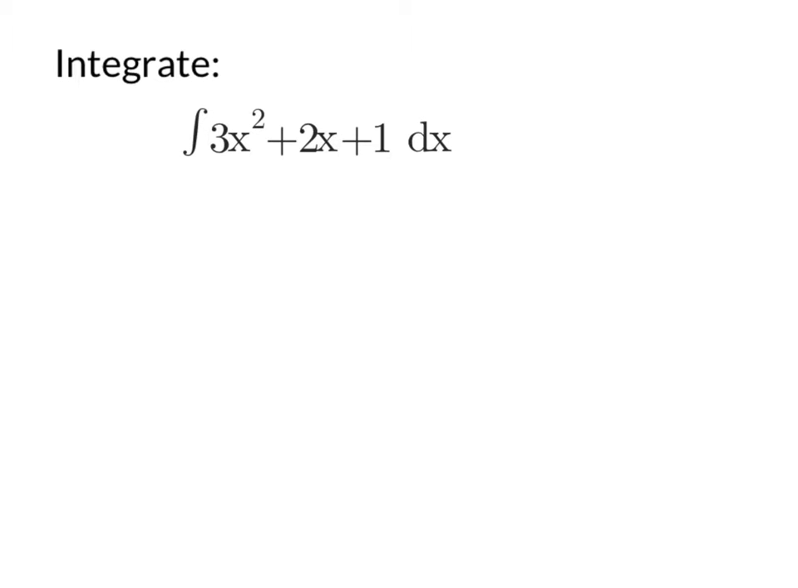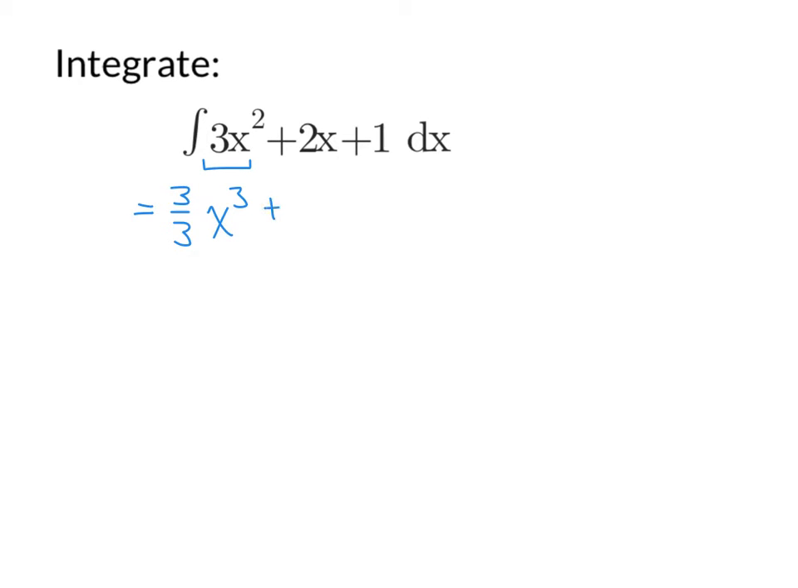When we're asked to integrate this expression, we're being asked to find the indefinite integral of 3x squared plus 2x plus 1. To do that, we just take it term by term. So we're going to look at this 3x squared and use that power rule that we developed. And that's that we're going to increase the power by 1 and then take the coefficient that's out in front and divide by that new power.